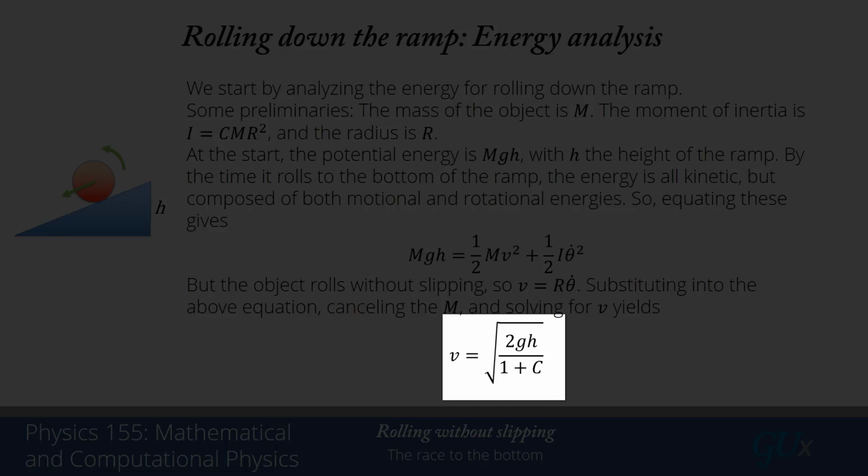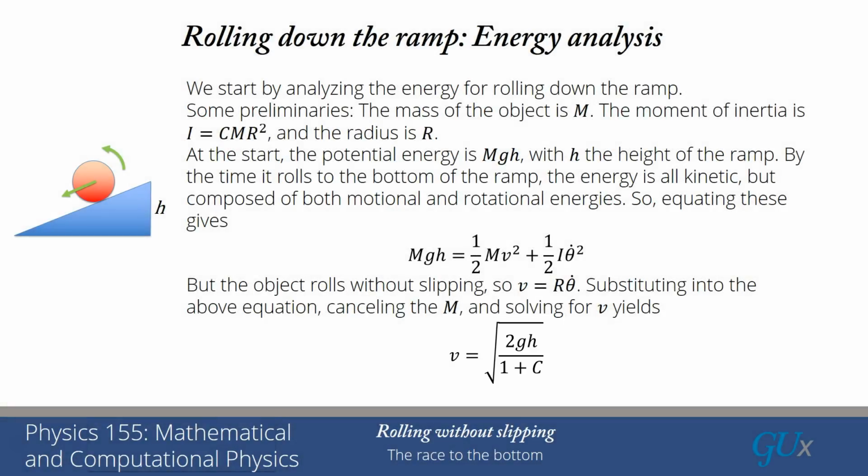Now notice this final velocity at the bottom of the ramp is independent of the mass of the object. So it doesn't matter what the mass is, it's independent of the radius of the object. All that matters is the constant c. So whichever object has the smallest c will have the largest velocity at the bottom. Well, if it has a larger velocity at the bottom, that meant it had a larger velocity all the way through, which means it got to the bottom of the ramp faster. So this analysis tells us that objects that have smaller moments of inertia will have larger velocities.